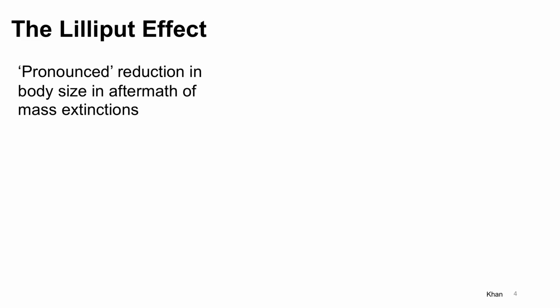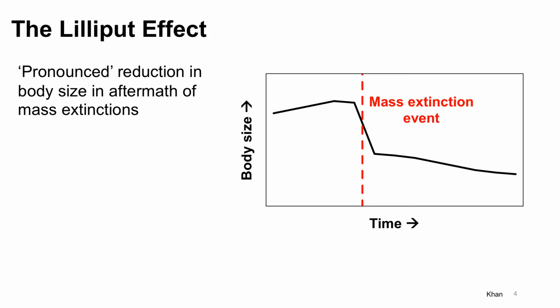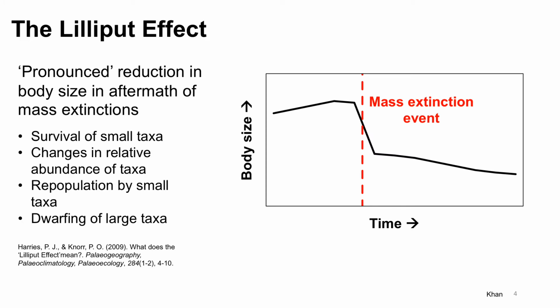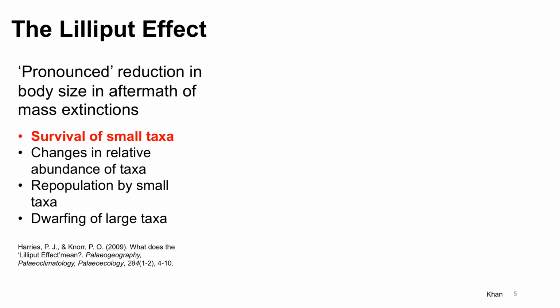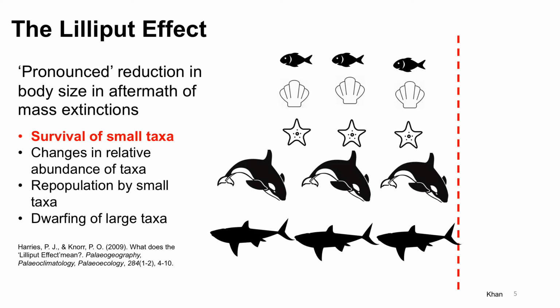We know from Phanerozoic trends in body size that a Lilliput effect is expressed in animal lineages. That is, there is a pronounced reduction in body size in the aftermath of mass extinctions. These could be due to small taxa surviving, changes in relative abundance, repopulation by small taxa, and dwarfing of larger fauna. In this current study, we hypothesize that small taxa are more likely to survive mass extinctions. By preferential extinction of larger taxa, the average body size decreases to produce the Lilliput effect.